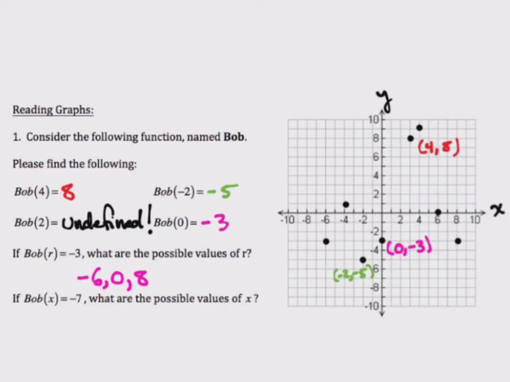Let's say if Bob of x is -7, what are the possible values of x? So we say if -7 is the output, what are the possible inputs that give that? Well, let's find -7 on our output axis, and it appears that we've got no points there. There are no inputs that ever give an output of -7. -7 is just not part of our output set. So we just say none. There are no values of x that give -7 as an output.